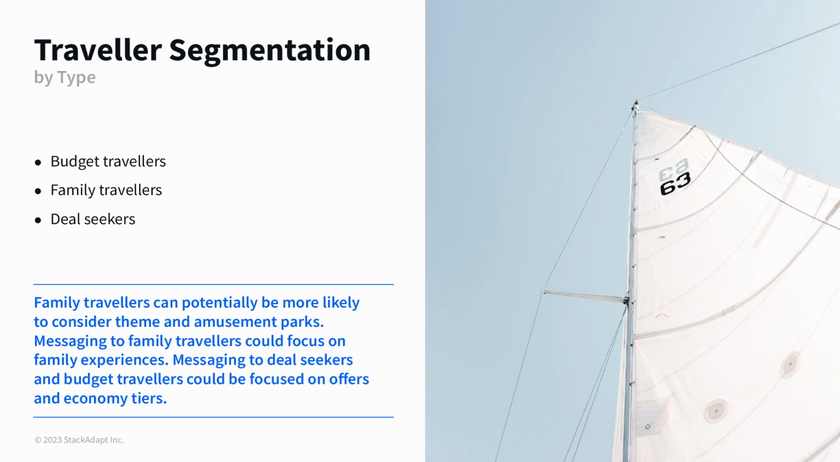The last thing to think about is traveler by type: budget travelers, family travelers, deal seekers. Family travelers, by the way, is anyone who takes 3 or more people on a trip with them. That also plays into the types of things that we might be marketing. So if you're marketing for theme parks and amusement parks, family travelers are a really good one. Deal seekers and budget travelers, you may want to switch up the messaging, for example, to reflect a particular promotion that we have on, anything like that.